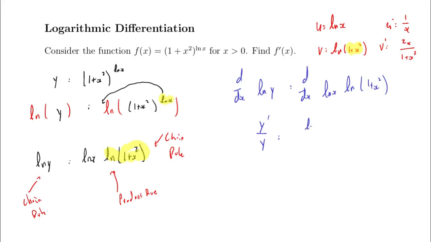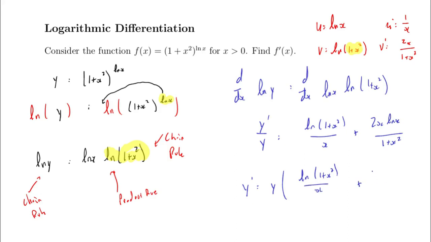We've got the natural log of (1 plus x squared) over x, plus 2x natural log of x over (1 plus x squared). I'll multiply everything by y. And there are some ways that you can rewrite this. We could find common denominators and combine these fractions and all that stuff. But I might just leave this. Y, I know, again, is (1 plus x squared) raised to the natural log x.